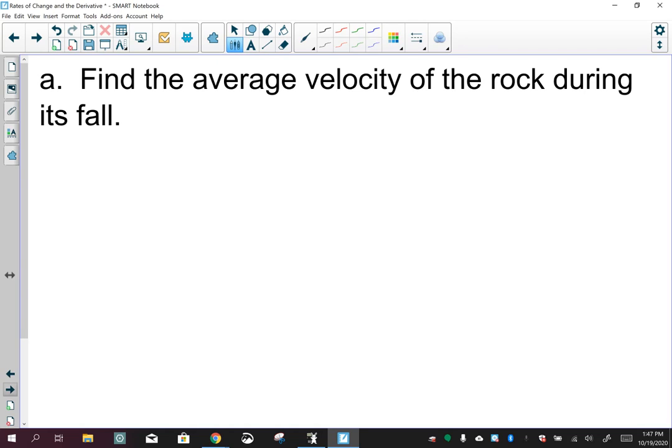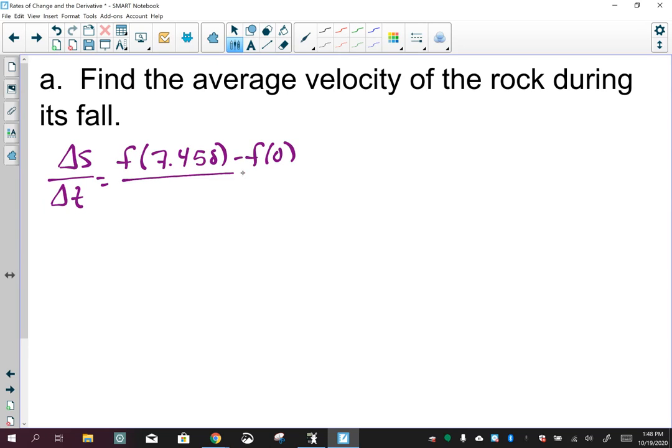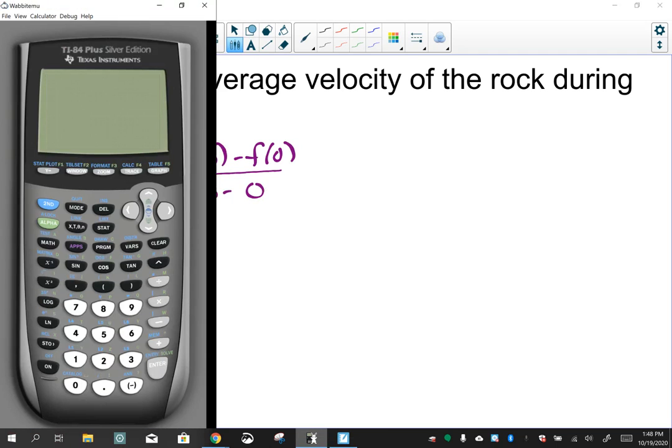Find the average velocity of the rock during its fall. So we've got delta s over delta t, which equals f of 7.458 minus f of 0, all over 7.458 minus 0. Use your calculator for these ugly numbers. This would be a calculator type question. Let me turn it on. It doesn't want to work.